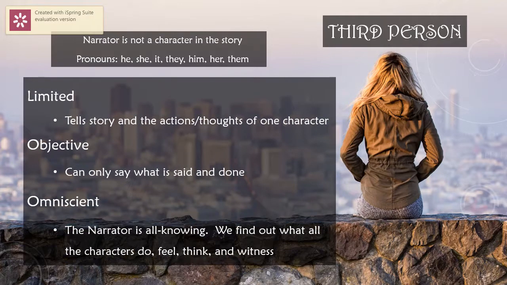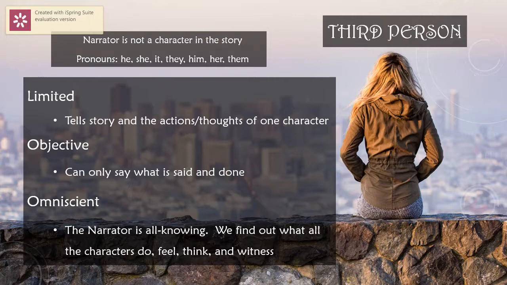A limited narrator tells the story plus the actions and thoughts of only one character. An objective narrator only says what is said and done. And finally, an omniscient narrator is all-knowing. The reader is given information about what all of the characters think, feel, and do.